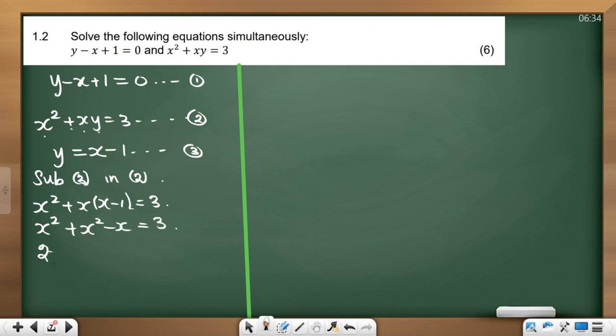x squared plus x squared will be 2x squared minus x. Now, if I bring the 3 over here, it becomes that. Again, we have a trinomial. Make sure it is written in standard form. From here, you can solve whichever way you want. You can use the quadratic formula, or you can use your normal factorization. But for the sake of learners who are struggling with factors as well, since I did quadratic in the first video, let's try to factorize here.